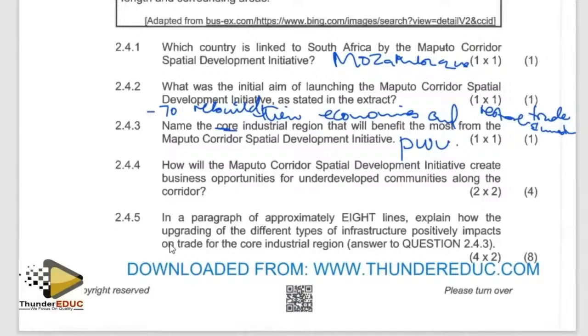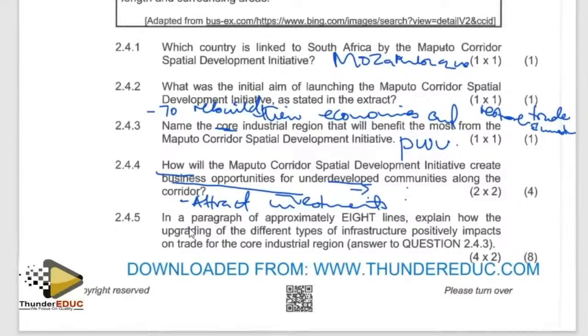How will the Maputo Spatial Development Initiative create business opportunities for underdeveloped communities along the corridor? Okay, it will attract investors because there are well developed roads in terms of infrastructure, and if investors come in, they will help to develop the underdeveloped communities to their potential. So attract investors to come to the region or to the countries.